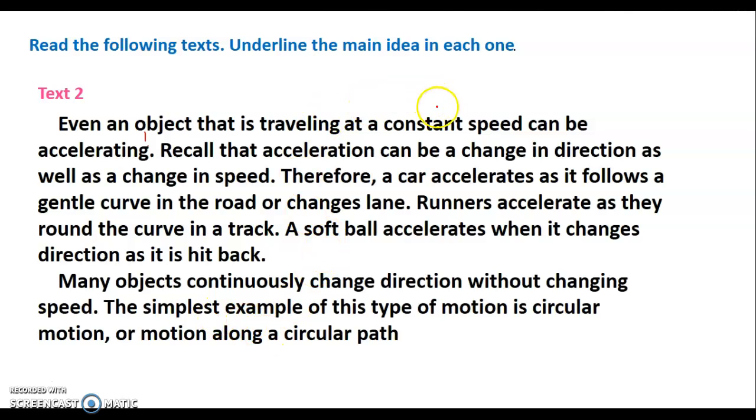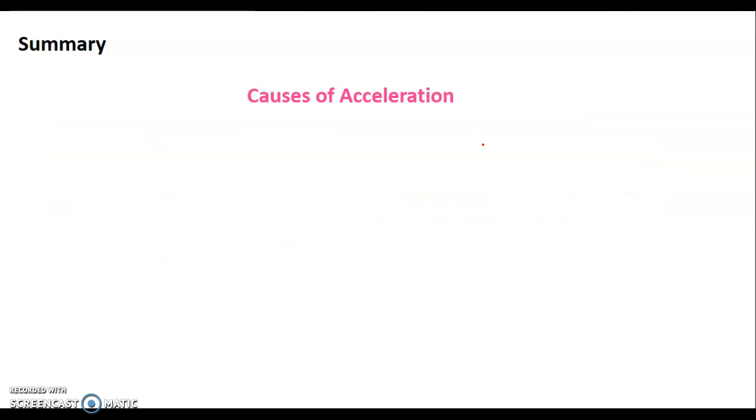So what's the main idea here? What are they trying to concentrate on? The main idea here is that acceleration can be a change in direction as well. So it's not only about the change in the speed, but also a change in the direction of motion that causes a change in the velocity, and thus acceleration takes place. So as a summary, causes of acceleration could be a change in the speed.